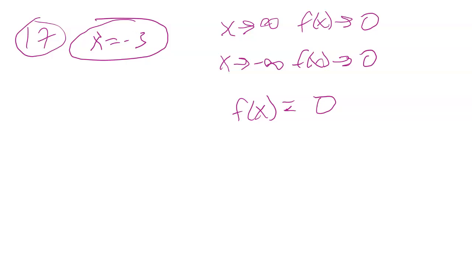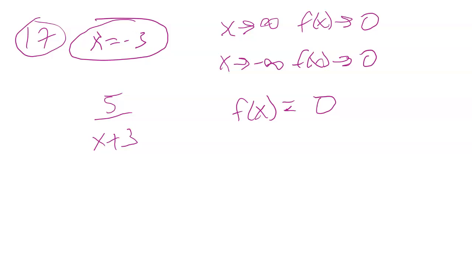Domain. The domain's going to be all real numbers except for x equals -3. You can't have -3, you'd divide by 0. They even gave you the function. Yeah, you can't. -3 bad.